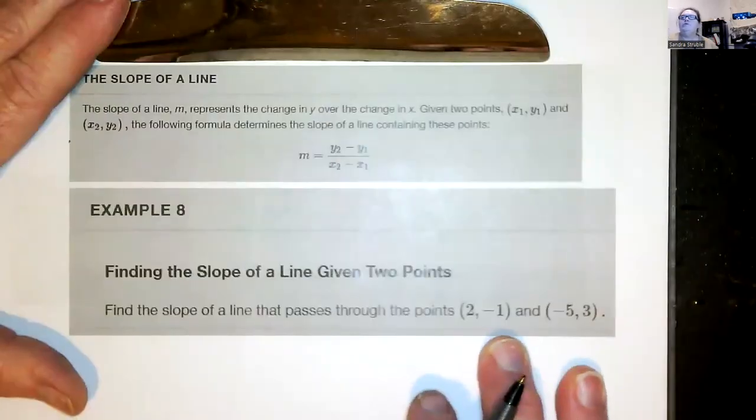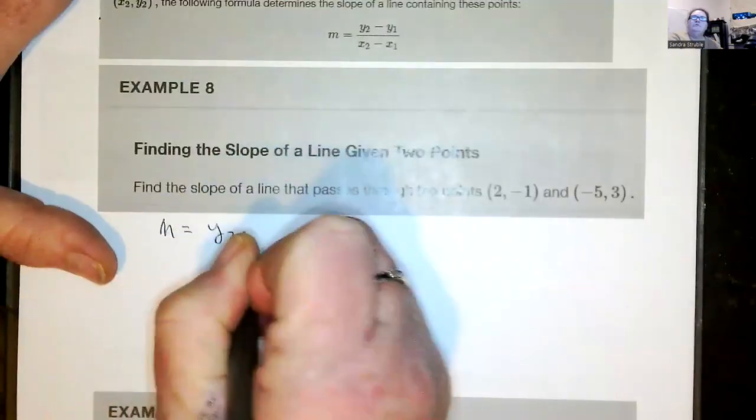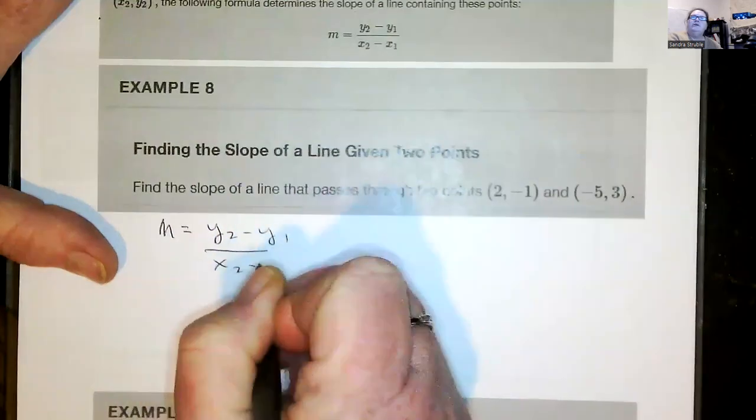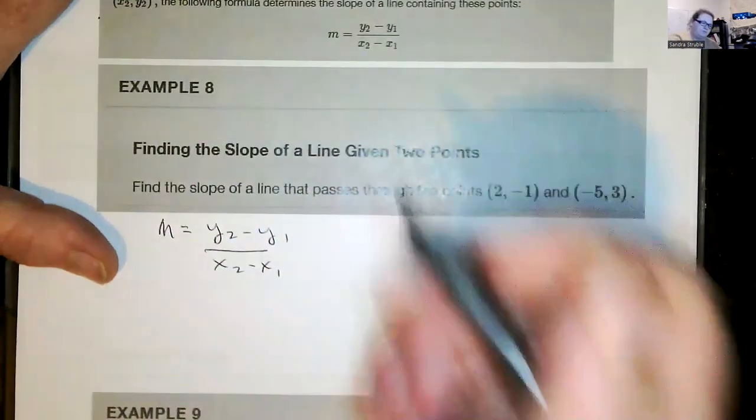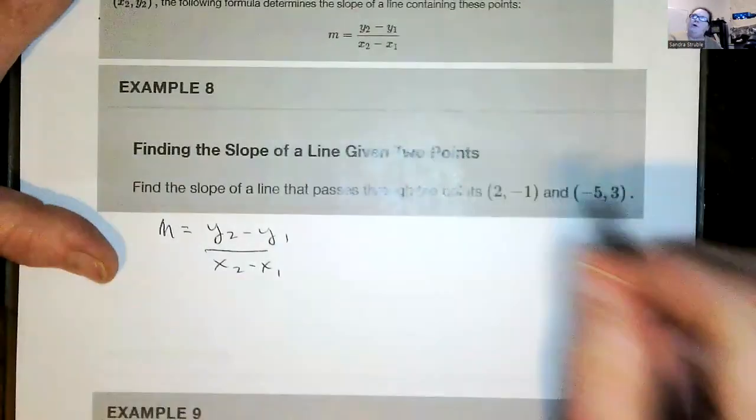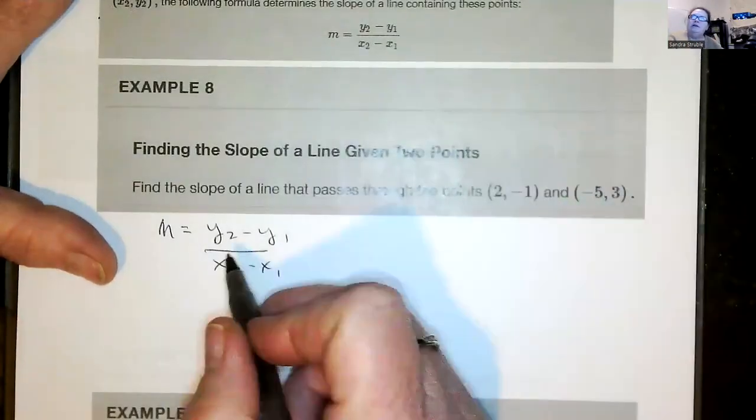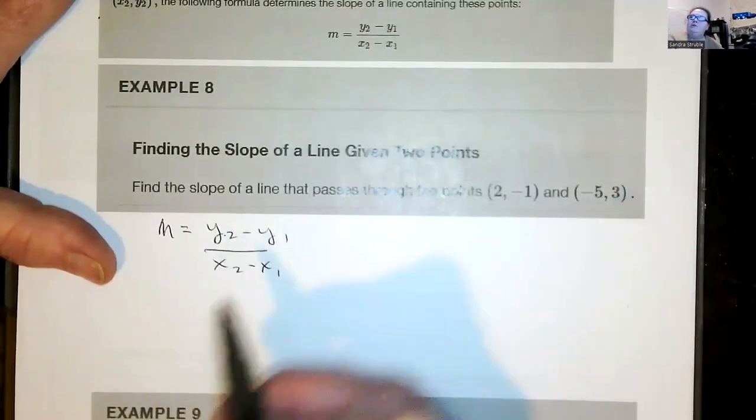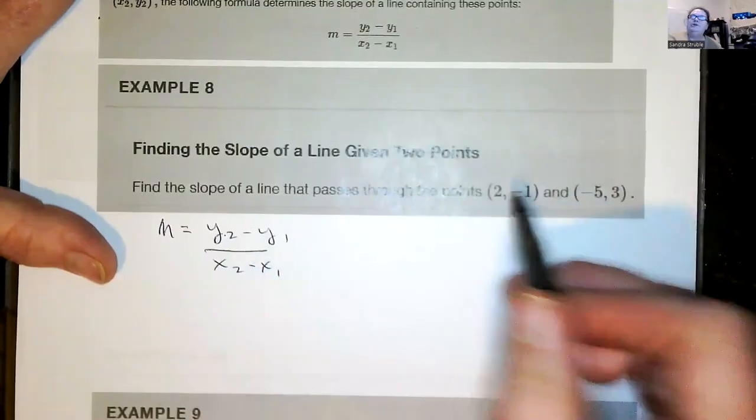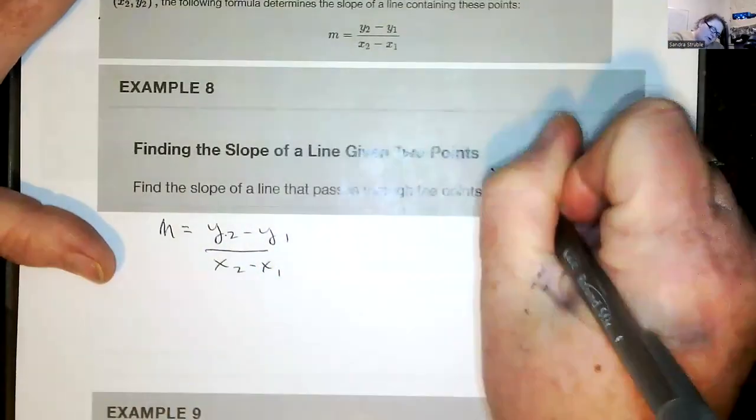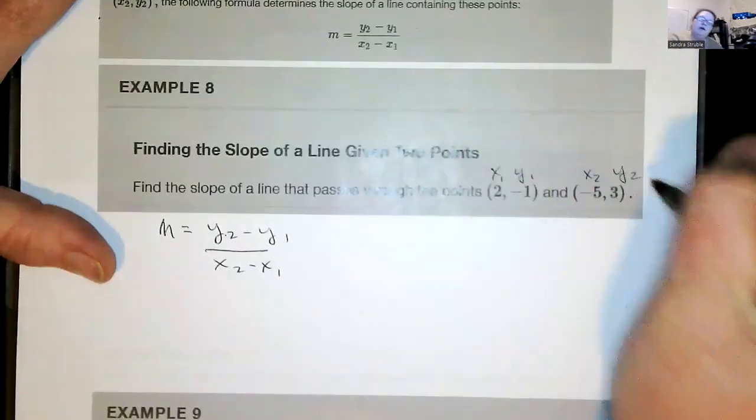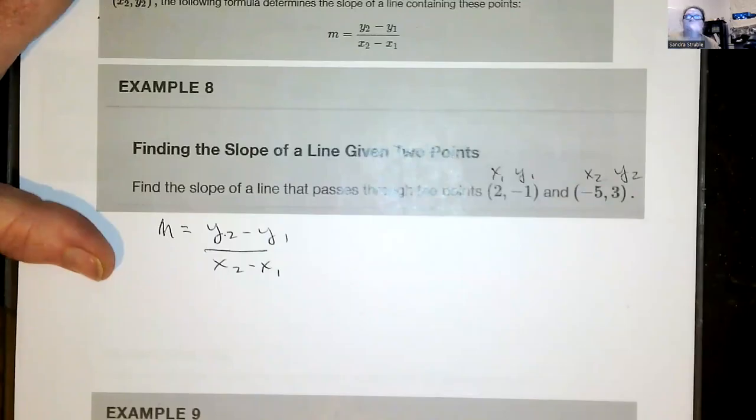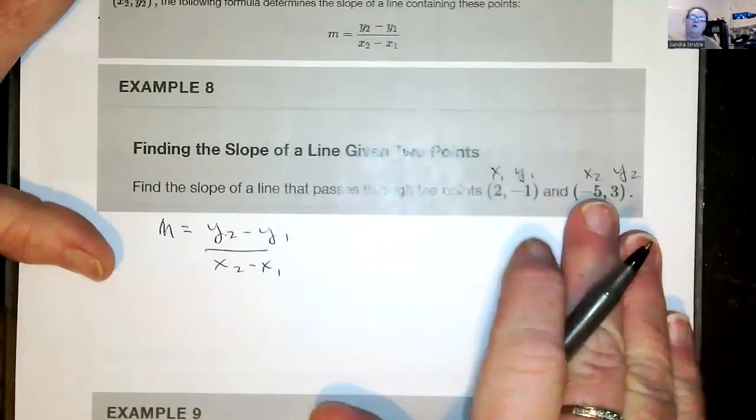Find the slope of a line that passes through the points (2, -1) and (-5, 3). I'm just going to use M is equal to Y sub 2 minus Y sub 1 over X sub 2 minus X sub 1. I'm also going to label my points just so that I'm consistent and don't get mixed up, because a lot of people will start off with their Y sub 2 in one section, and then they'll forget which one it was, and they'll go to the other one as X sub 2, and that just doesn't work. So X1, Y1, X2, Y2, it doesn't matter which one is which. Just make sure that you've got the X1, Y1s together and your X2, Y2s together.